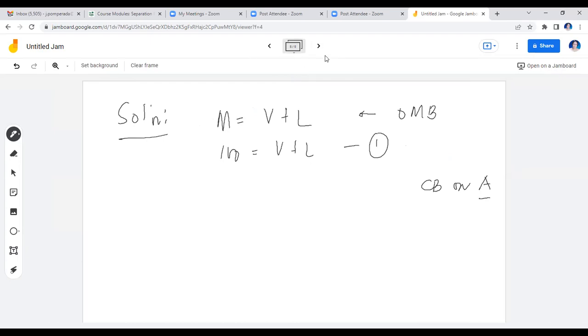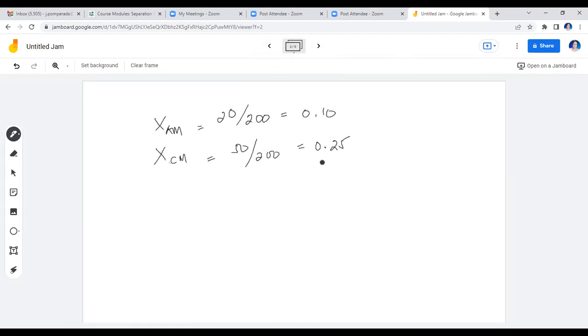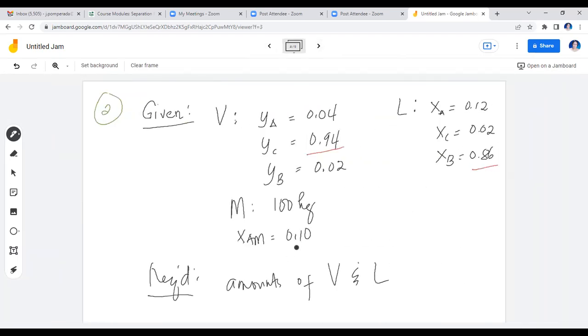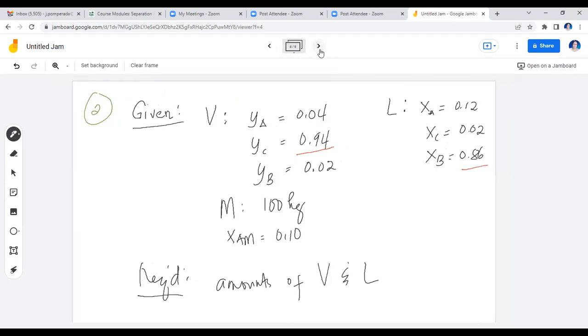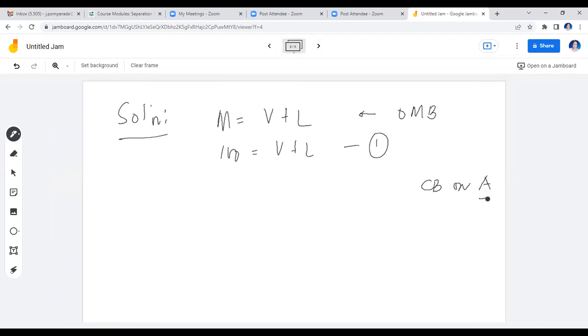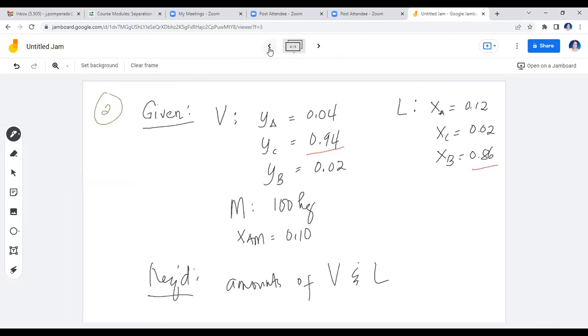When you do a component balance on A, you can even do a component balance on C. You just use the C composition here, which is 0.25. You don't use the 0.10 because that's for the A. In this case, since it's written here, we'll do an overall component balance on A. So we'll have M XAM equal to V YA plus L XA. You just multiply the terms in the overall material balance by their mass fractions. So you have 100 multiplied by 0.10. Why am I doing that? Because it's the one that's stated in the sample problem.